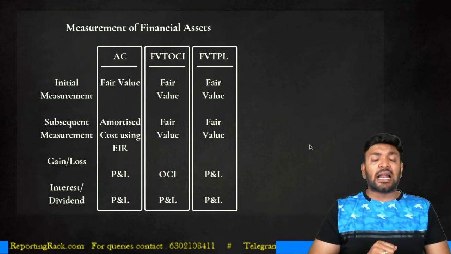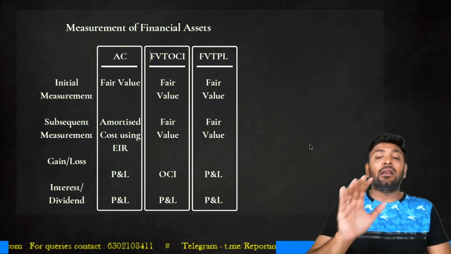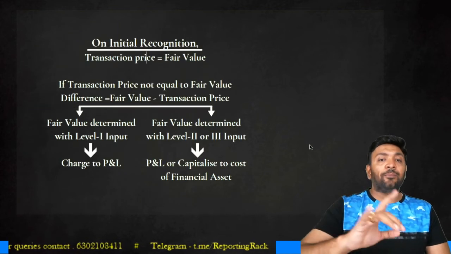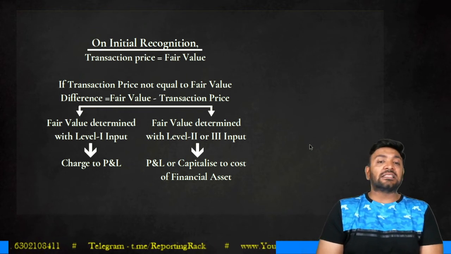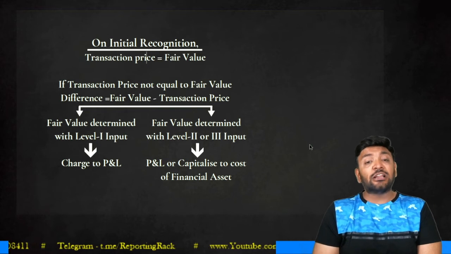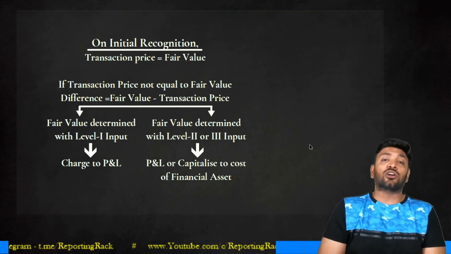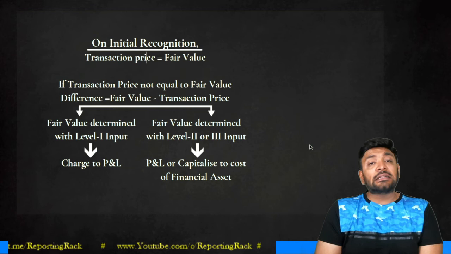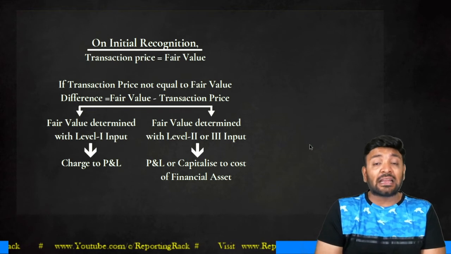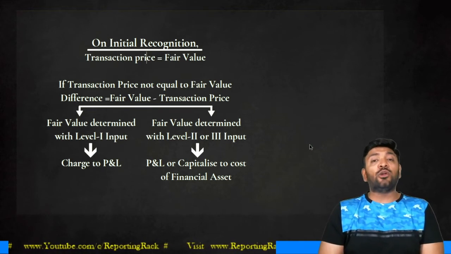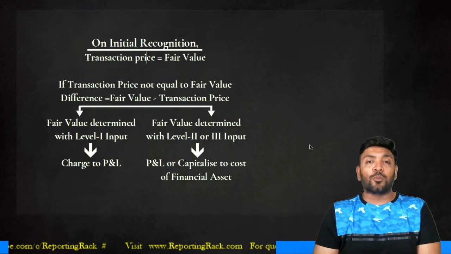So this is the standard, Ind AS 109, which proposes an alternative treatment whenever there is a difference between fair value and transaction price. So what does it say? On initial recognition, transaction price is generally equal to fair value. But if transaction price is not equal to fair value, then the difference between the fair value and the transaction price should be either transferred to P&L or capitalized to the cost of the financial asset. I will charge it to P&L if the fair value is a level 1 input. We have heard about this level 1, level 2, level 3 hierarchy under Ind AS 113. So if the fair value is determined as per level 1 input, then the difference between fair value and transaction price should be charged to P&L.